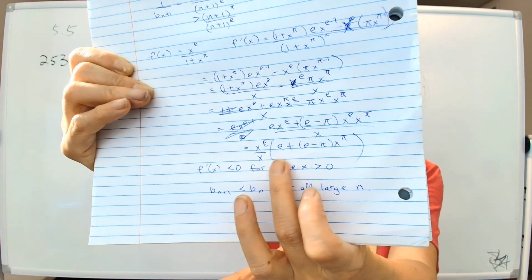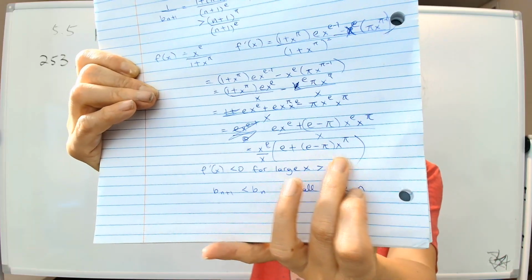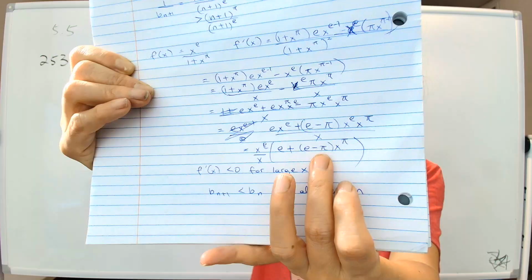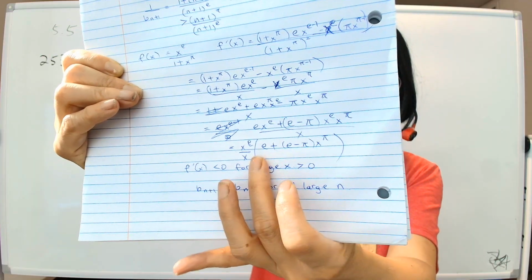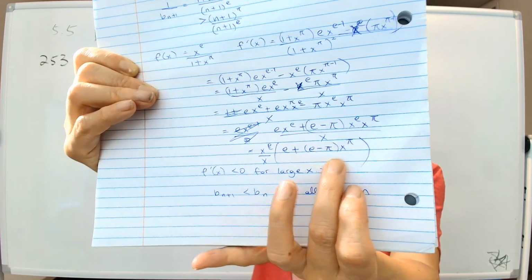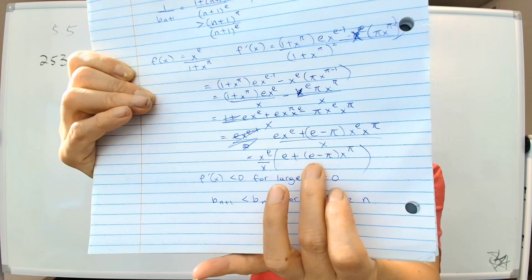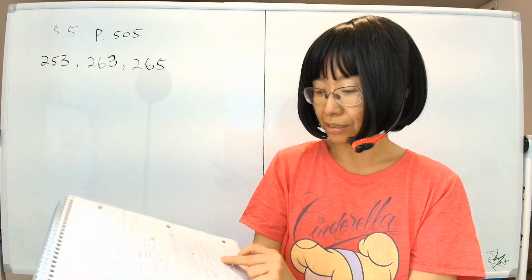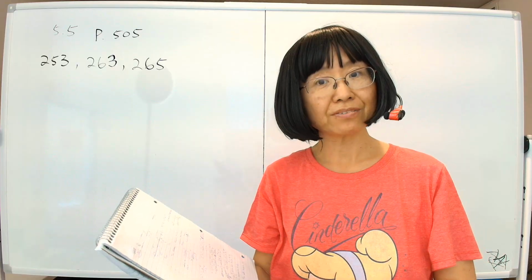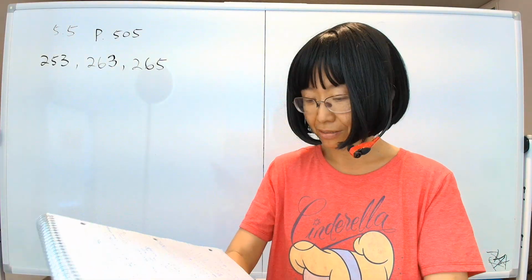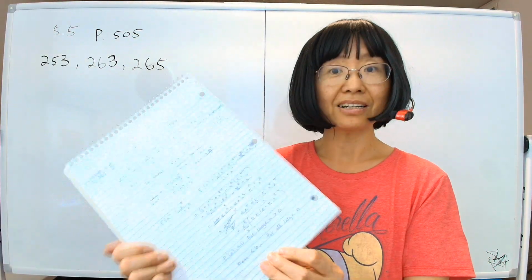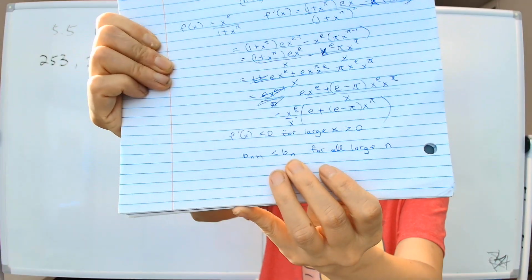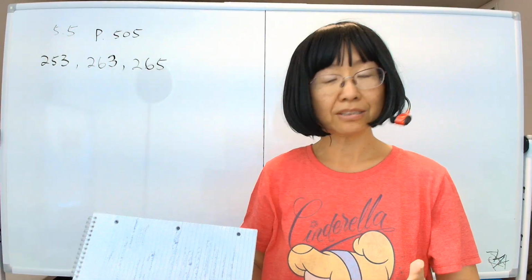Everything else is positive, but the e minus pi, as x goes to infinity, is going to multiply this part. That's just a number sitting there. So as x goes to infinity, this negative number is going to take over the sign. That is, everything will turn negative. Therefore, the derivative is less than 0, which means the function is decreasing. And that is just the absolute proof of Bn plus 1 being less than Bn for all large numbers of n.